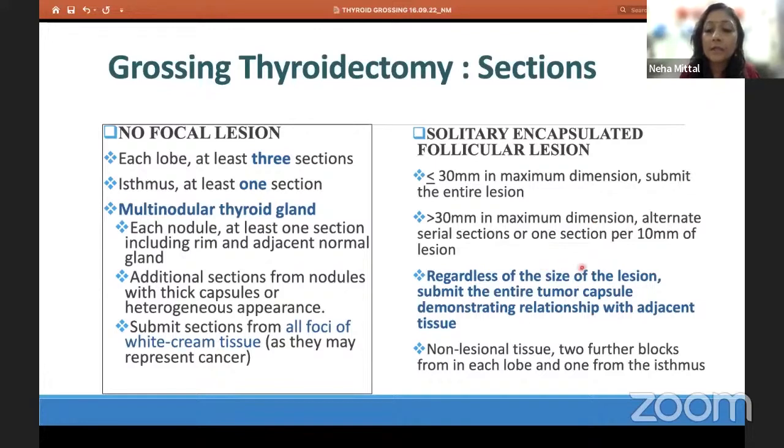Regardless of the size of the lesion, submit the entire tumor capsule demonstrating relationship with the adjacent tissue. There is no shortcut to this. The entire tumor capsule has to be submitted. Non-lesional tissue has to be blocked: further blocks from each lobe and 1 from the isthmus. Non-involved lobes, 2 blocks from each lobe and 1 from the isthmus, even if they are seemingly uninvolved.